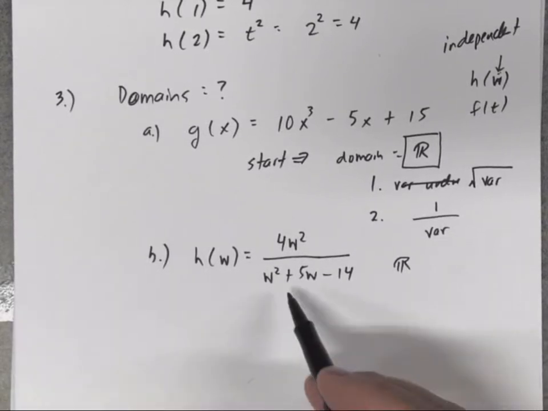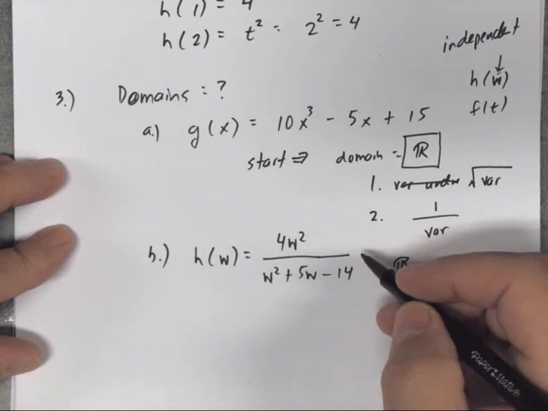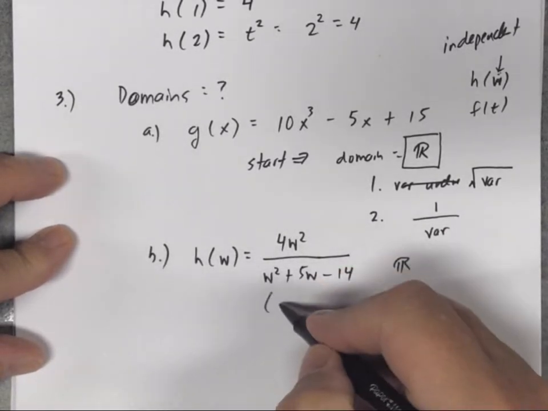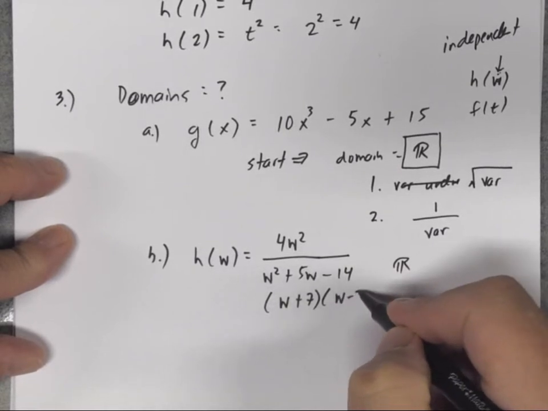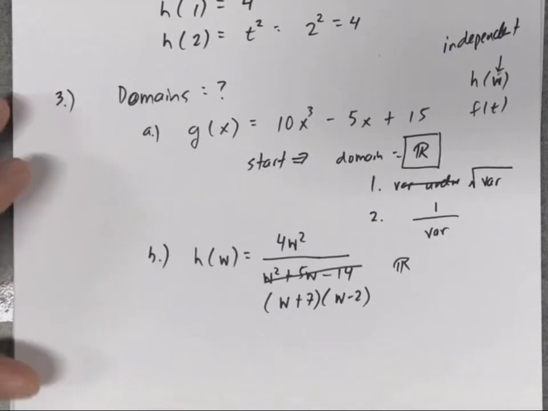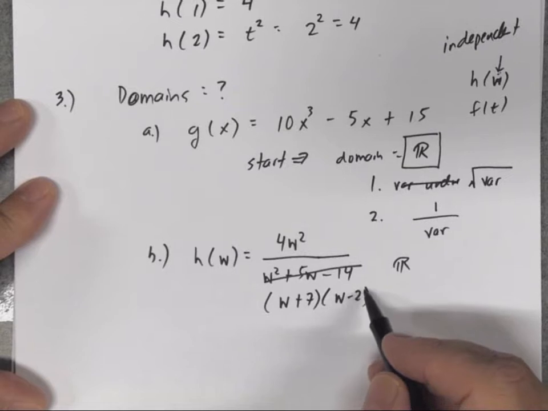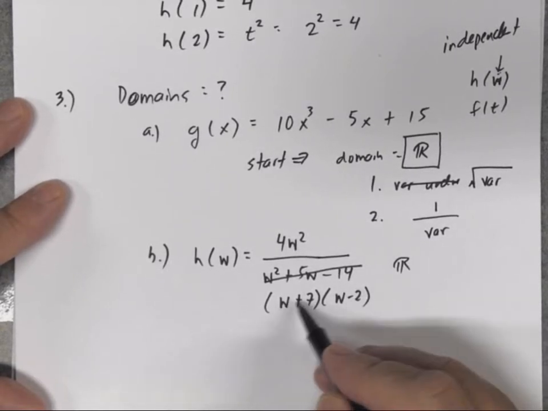Now in this case, to be able to determine my new domain, I need to be able to factor this, and this in fact does factor. And I believe it will be w plus 7 times w minus 2. Now when you have variables in your denominator, the reason we're concerned is we have to make sure we can never ever have a 0 in the denominator of a fraction. And I've got these two parentheses multiplied together.